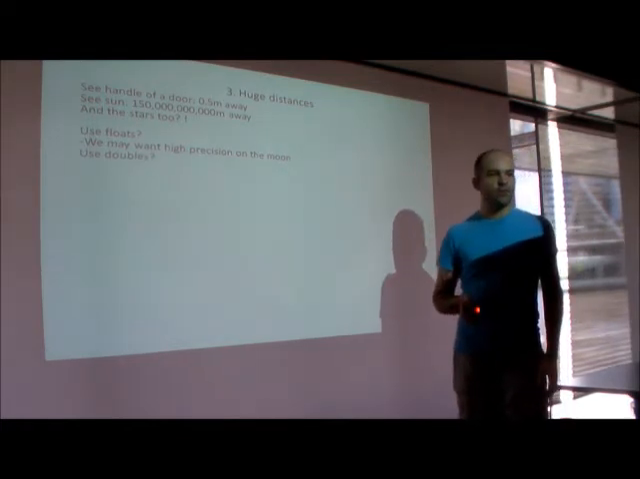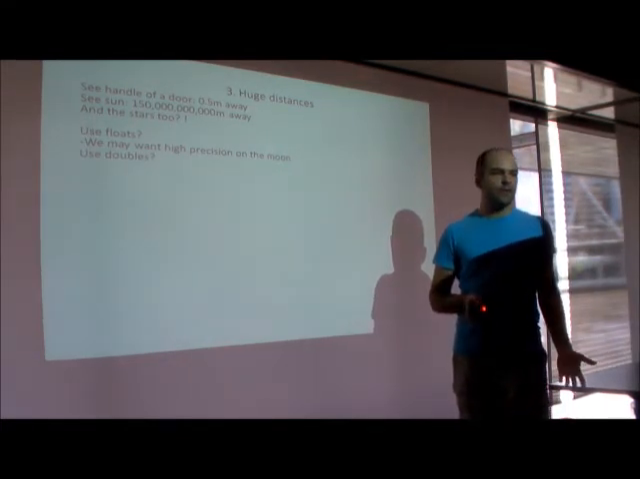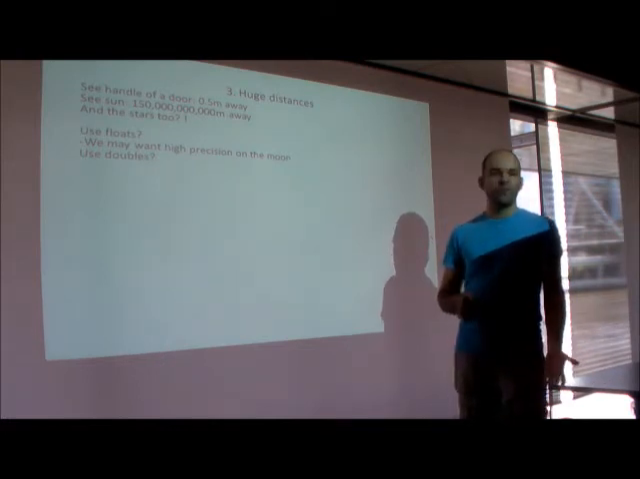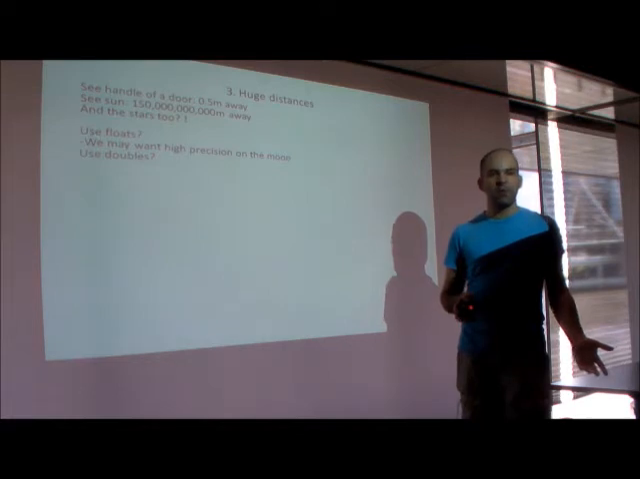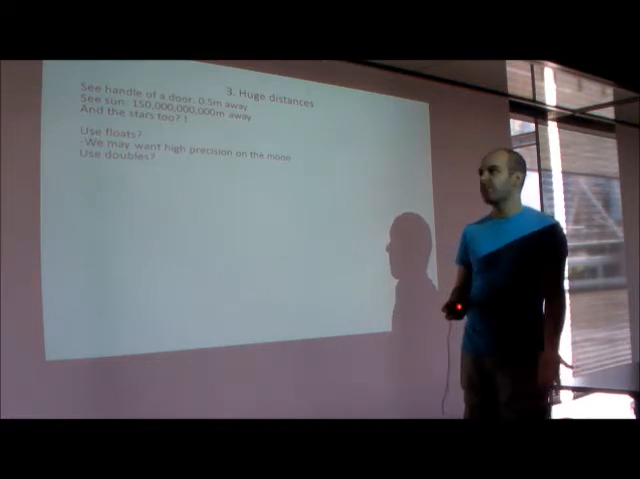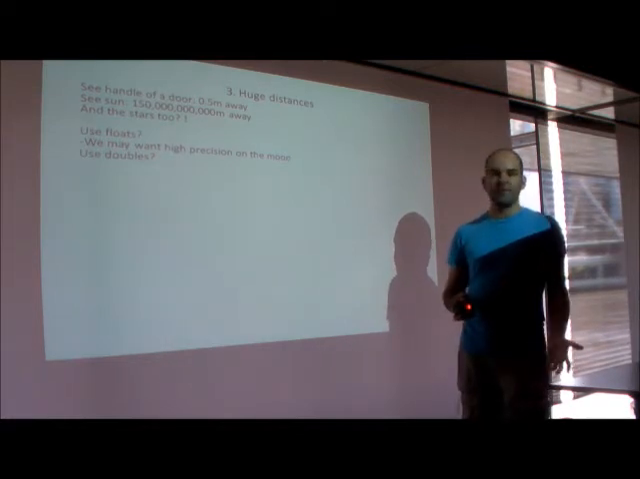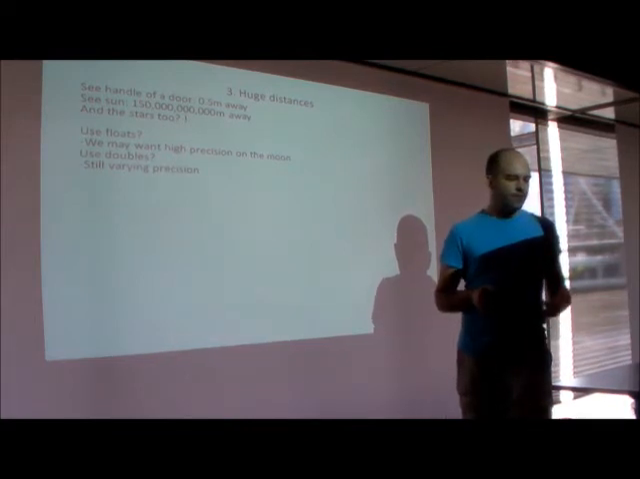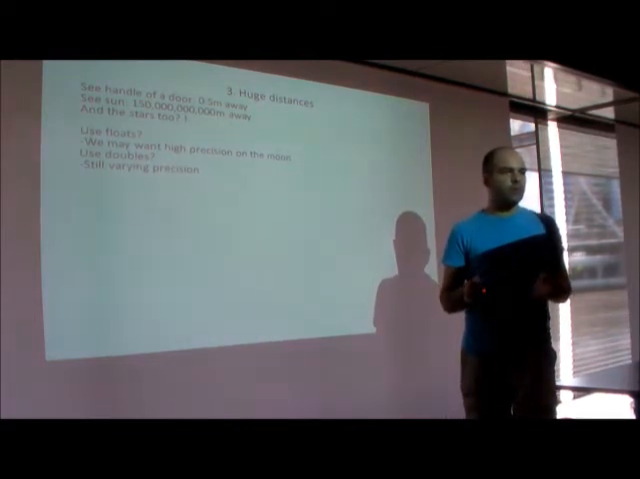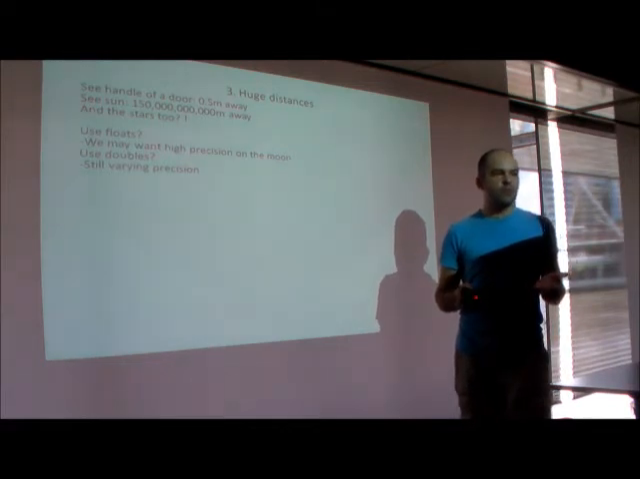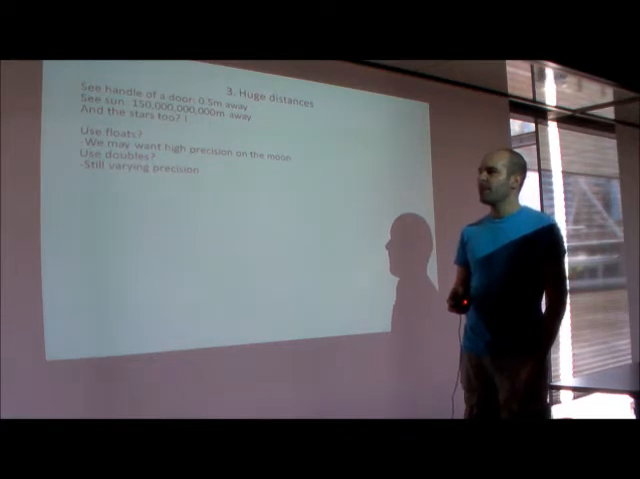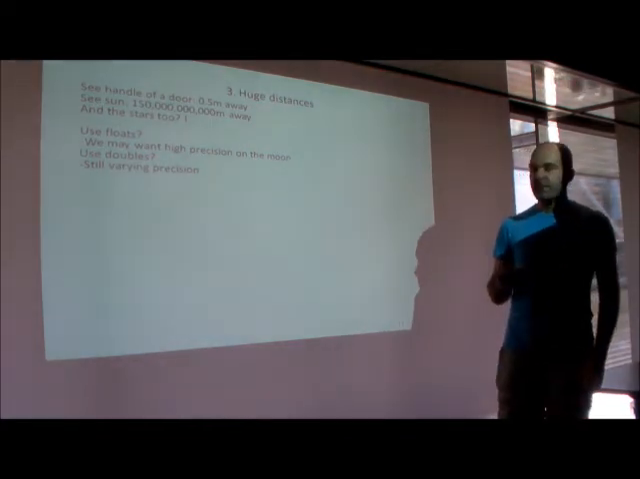Well, we could use doubles, but that doesn't really solve the problem, because it reduces the problem, but then it creates another problem, which is that things are slower. And you've still got this problem that it's varying precision. So if you make some intricate physics that works close to the origin, it just might not work the same far away.